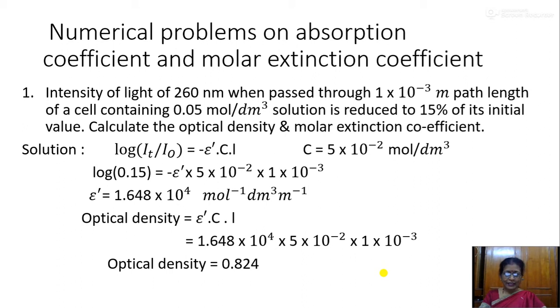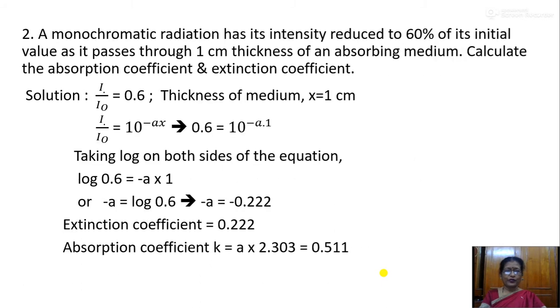The optical density will be epsilon dash into C into l. Now you have the value of epsilon dash, you have C, you have l. Substituting all these values, you will get optical density is equal to 0.824.